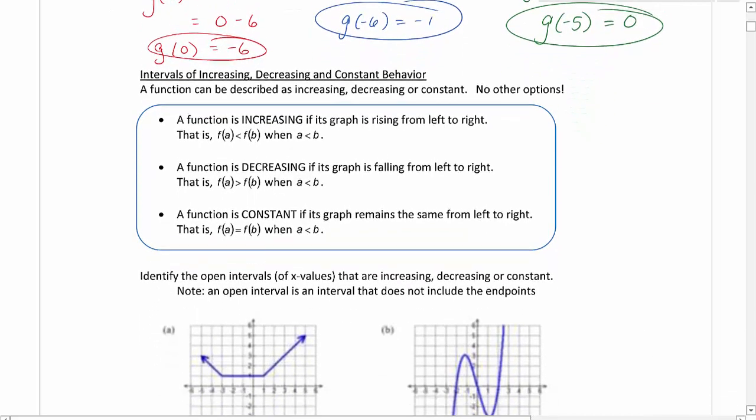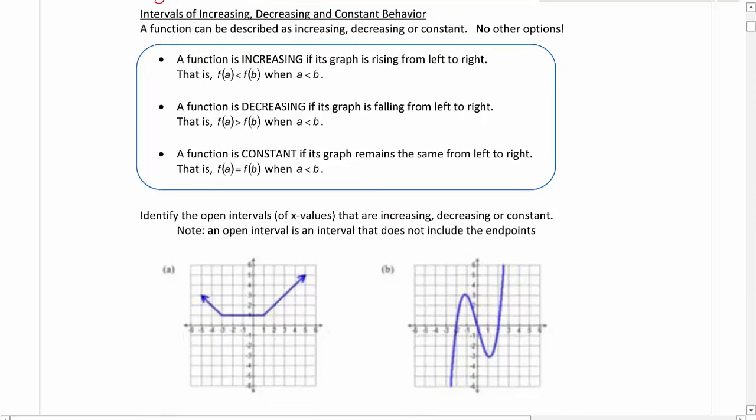So let's talk about intervals of increasing, decreasing, and constant behavior. A function is only defined as one of those three things. It's either increasing, decreasing, or constant. It's either going up, down, or it's perfectly horizontal.